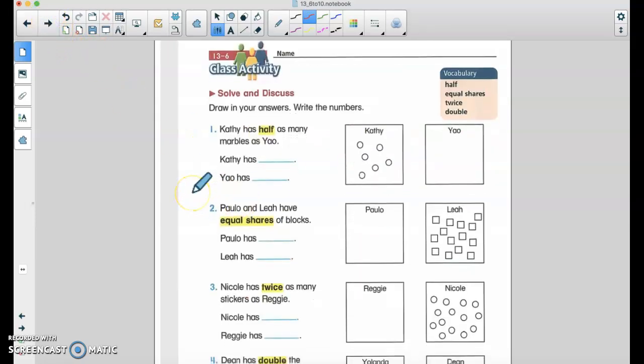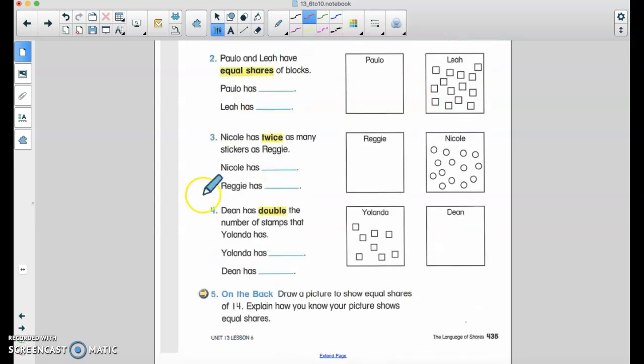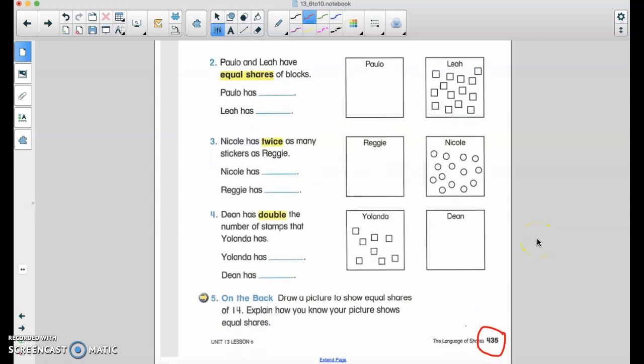All right, now to do our worksheet, I'm going to do this with you because it's really tricky and it took me a while to understand it. So if you could turn to page 435 in your notebook, push pause so that you can follow along with me.